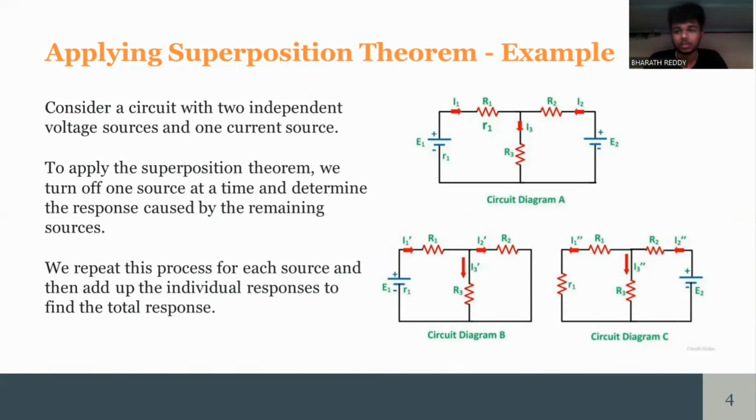Applying superposition theorem. Example, consider a circuit with two independent voltage sources and one current source. To apply superposition theorem, we turn off one source at a time and determine the response caused by the remaining sources. We repeat this process for each source and then add up all the individual responses to find the total response.